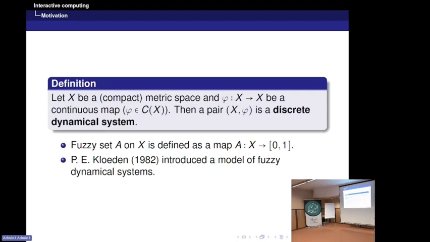This belongs to the motivation because when we start with a space and a continuous map on X, then we have a dynamical system, because we can iteratively use this map and obtain something that represents the dynamics of some state. For instance, here you can see the space X, 0 to 1, and the map, which is continuous. So this is a discrete dynamical system: you can map some point somewhere, map it again, take the image of the image, and so on. This represents the dynamics of some initial state.